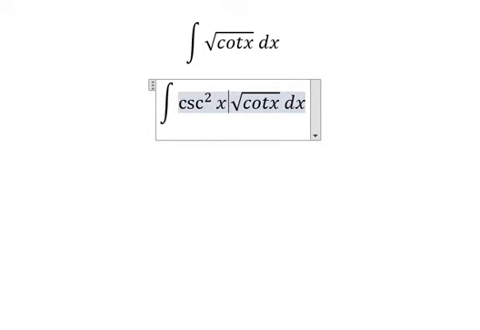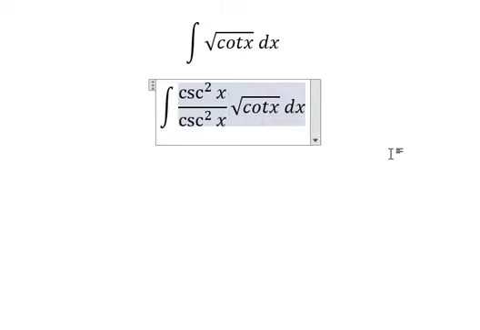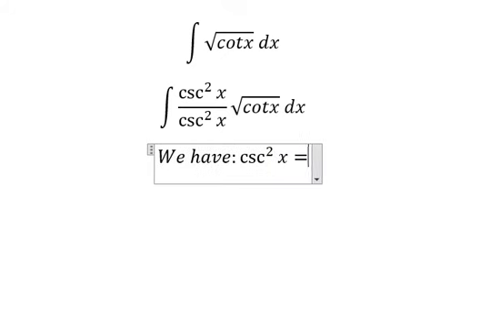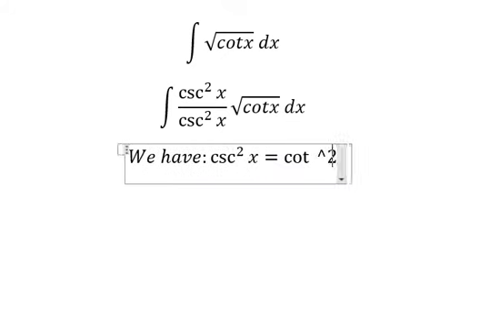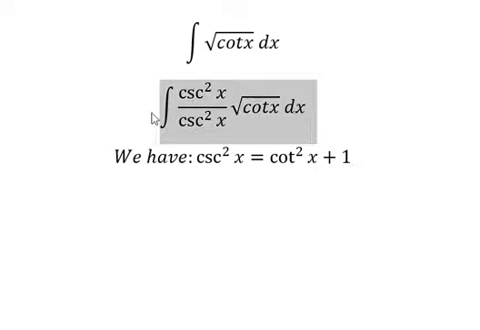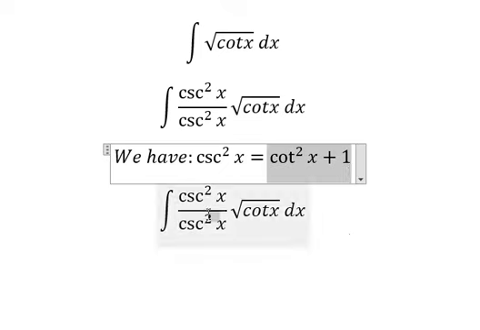I will put cosecant squared s on the numerator and denominator. Next, we have the formula in here: cosecant squared s equals cotangent squared s plus 1. So, we need to change this one into this one.